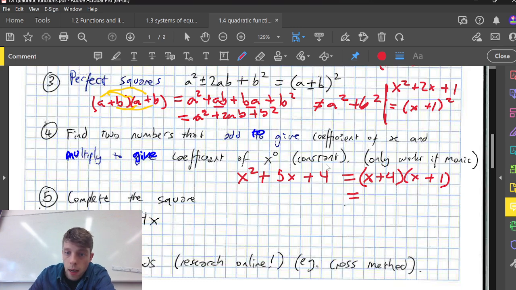So we know we're going to end up with first, so x times x is just x squared. Outer is going to be 4x plus 1x. So we're going to add those two terms, and we're going to multiply 4 times 1. So that's why we're adding to give 5, multiplying to give 4. So that's the answer there.